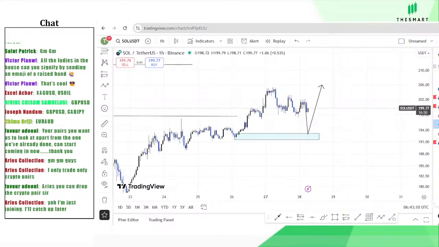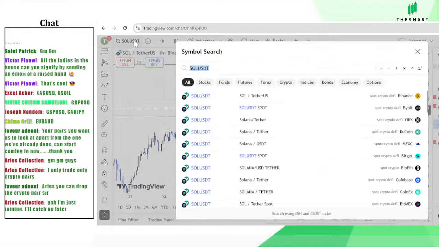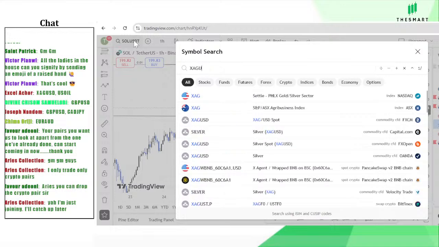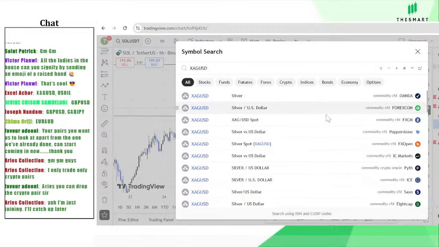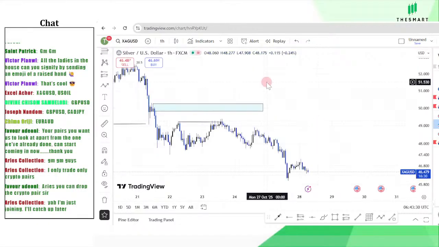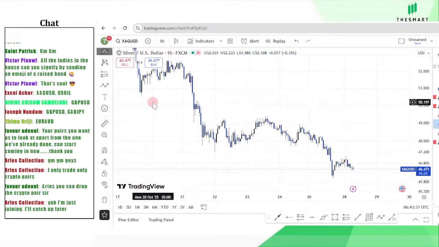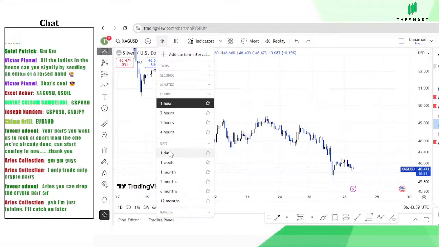So from the comment section, we'll start with silver, then US oil. So let's get to attend to what we have in the comment section. Silver, then US oil. Alright, so let's get to take this off, then look at the pair properly.